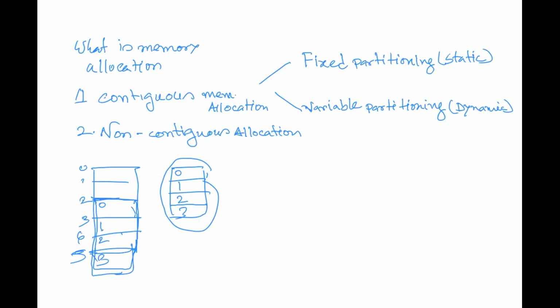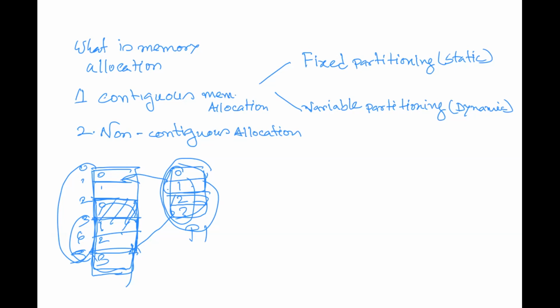It is not like this: the first two words in 0 and 1, then another part somewhere else, and between them another process. It is not like this. It always maps to contiguous addresses of the physical address space. This is the logical address space. This is the physical address space. So when you allocate memory for this process, let's say process P1, it should always be continuous in the physical address. This is contiguous allocation.